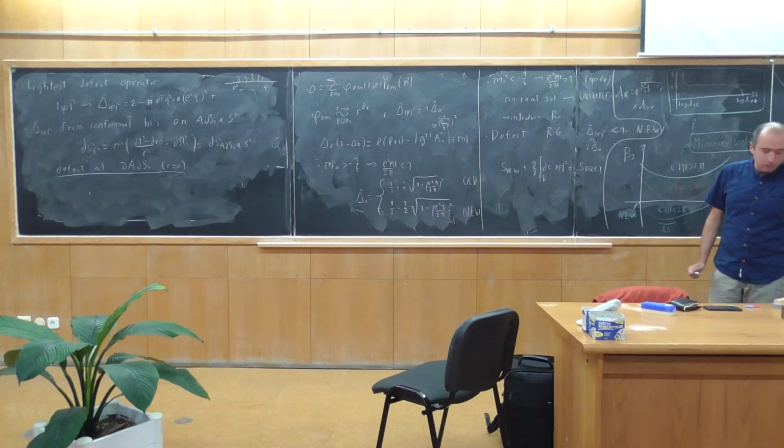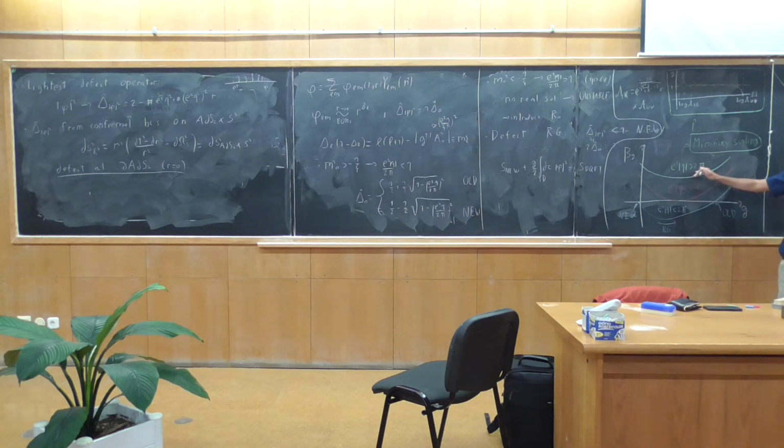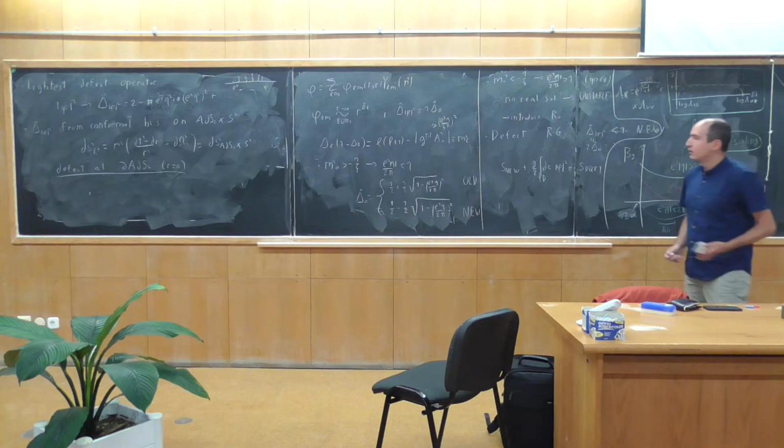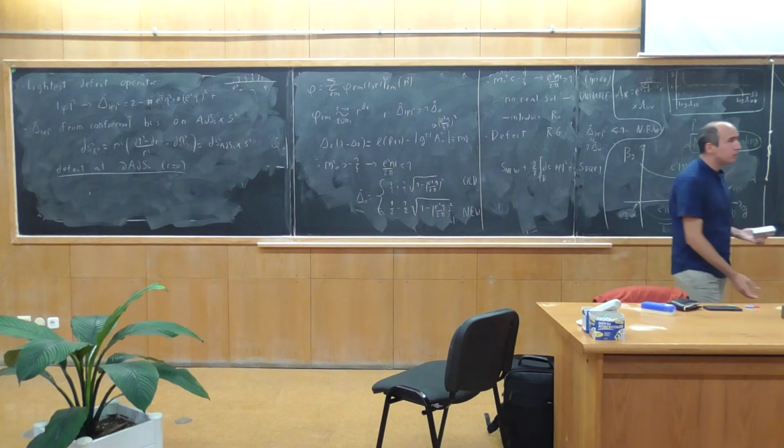So why is this interesting? Because what physically describes this flow should describe the screening of the Wilson line. So this means we should expect some manifestation of this dimensional transmutation in the screening. And this is what I want to show you now.